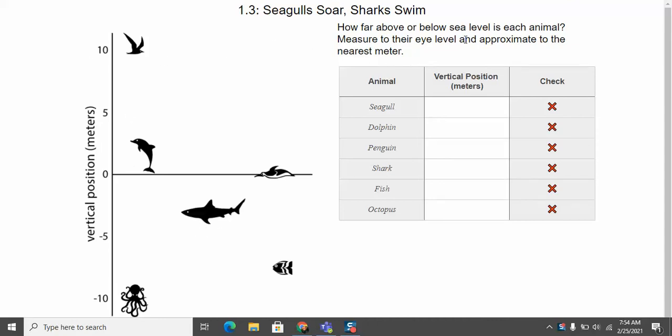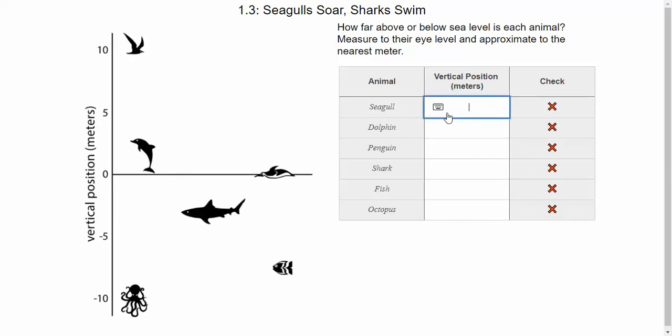So in this slide, we're just going to put in the vertical position, in meters, of each of these animals. Here we have the seagull. The seagull is clearly at about 10 meters above the water. The top of the dolphin, maybe a little over halfway, looks like 3 meters. That's pretty good. The penguin is swimming in the water, so we said the penguin has 0 elevation, right at the surface of the water. The shark is more like -3 meters below sea level.